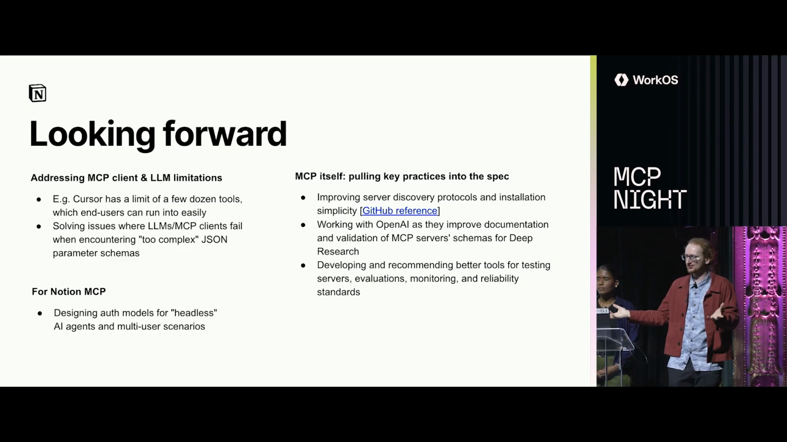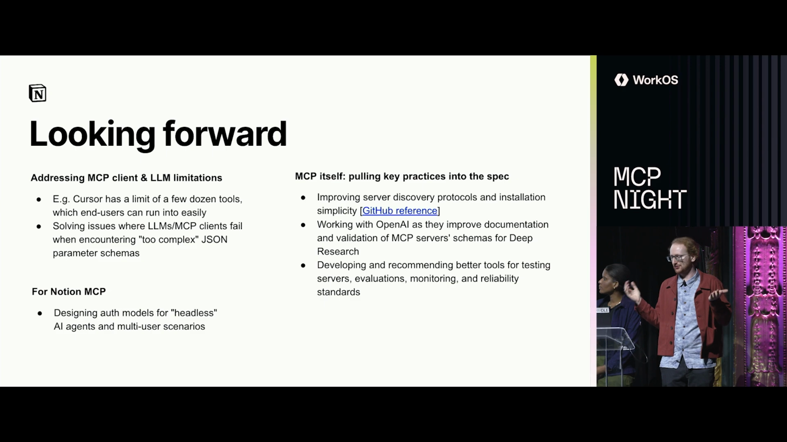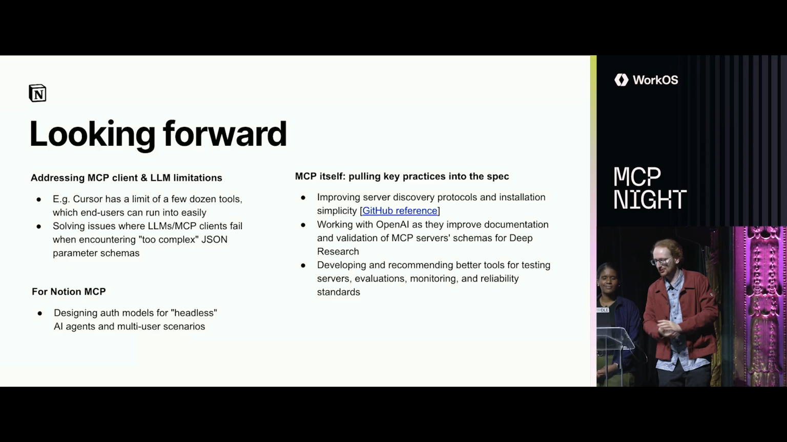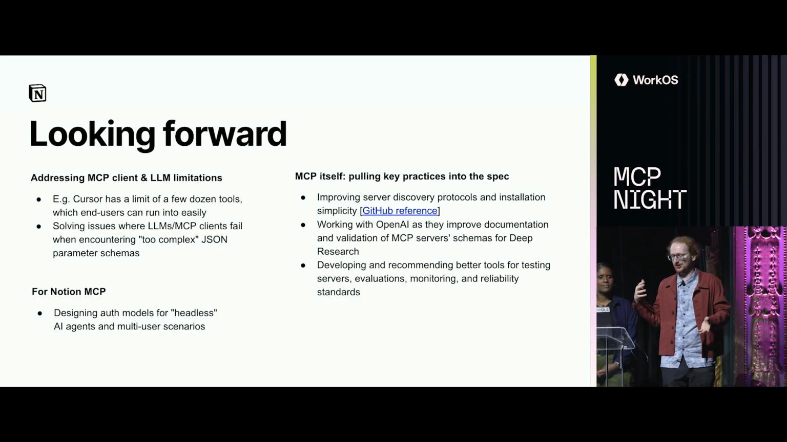We also want to pull more stuff into the spec. We want to work with other steering committee folks to improve server discovery protocols and installation simplicity. Imagine being able to go from a Notion page URL to knowing that there's an MCP server at that domain and being able to easily install that. That'd be a pretty cool automated improvement to the fetch process, as well as thinking about security, reliability, and making recommendations for evals and things like that.